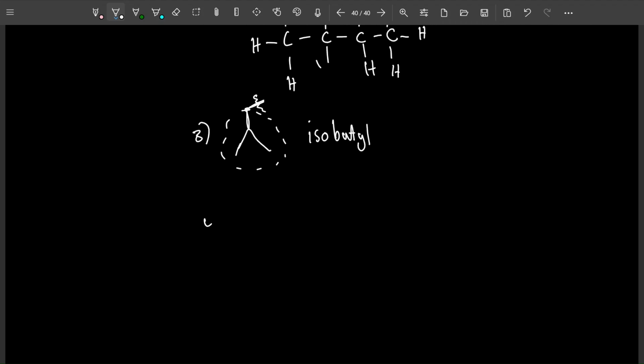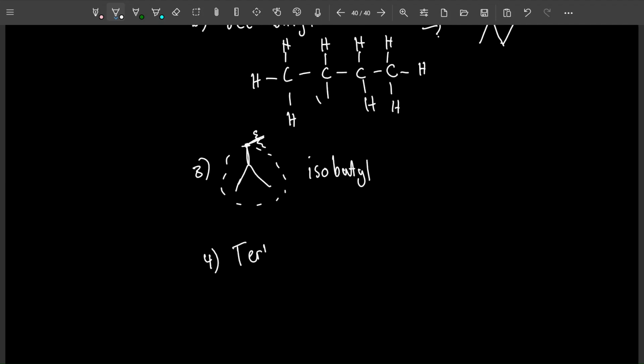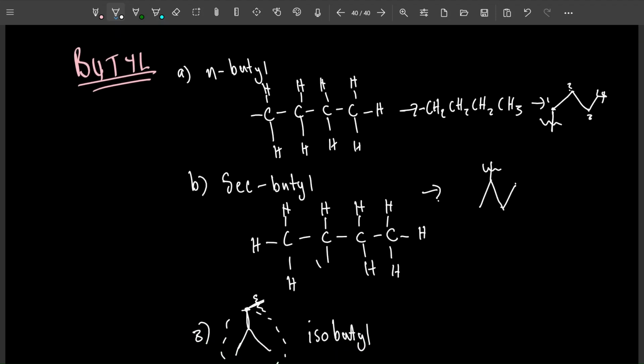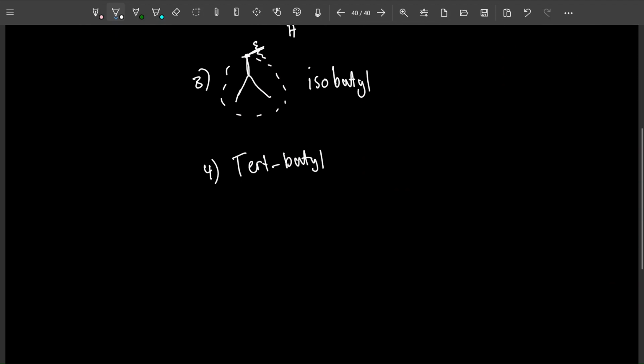Now number 4, I'm not really putting the structures. Number 4 is going to be tert butyl. So now we have the sec butyl, then after we saw isobutyl, now we are doing tert. Tert is from tertiary. Tertiary means the carbon is bonded to 3, so it's going to be just like this. I have a carbon and it's like this. This is how we normally do it.